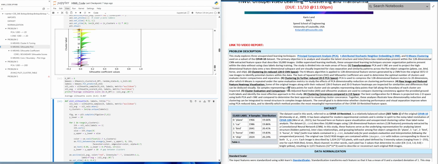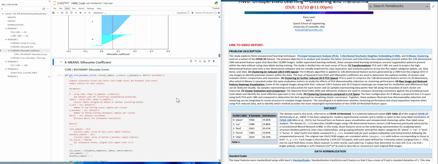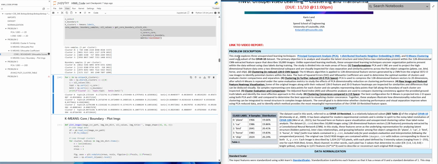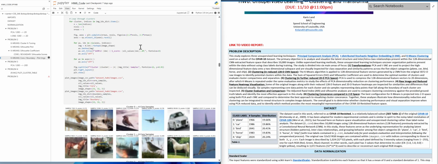All right, and now we're going to get our average silhouette score, and then we're going to do the silhouette plot of our favorite one, which for me was k equals 4, and then we're going to get our core and boundary sample indexes, and then check those indexes.